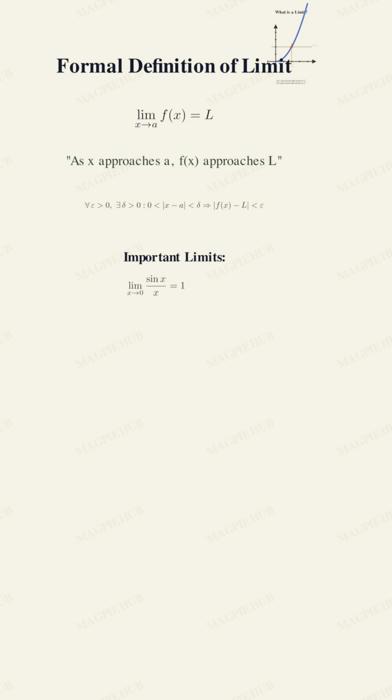The formal definition: the limit of f of x as x approaches a equals L means, as x gets arbitrarily close to a, f of x gets arbitrarily close to L. In epsilon delta language, for every epsilon greater than 0, there exists a delta such that when x is within delta of a, f of x is within epsilon of L.